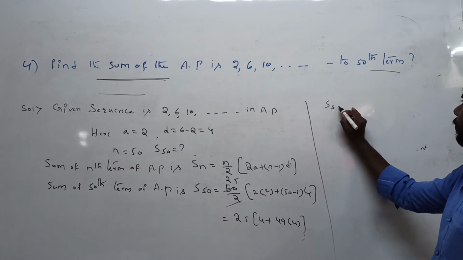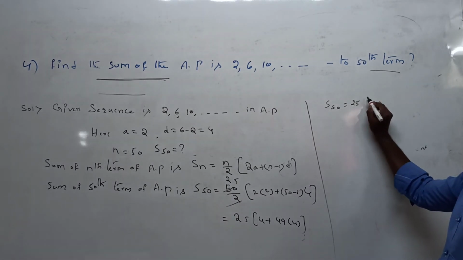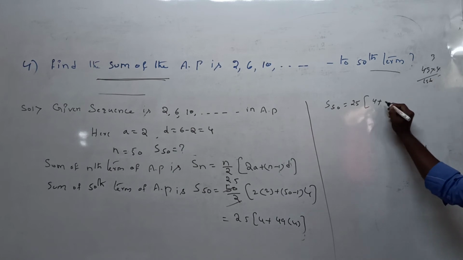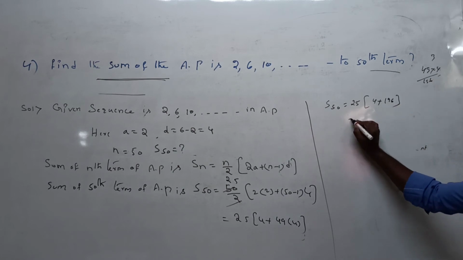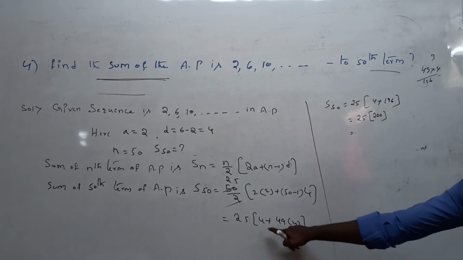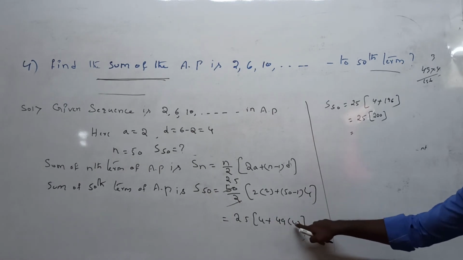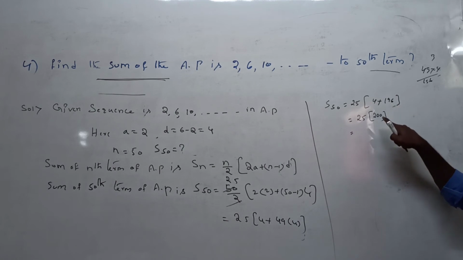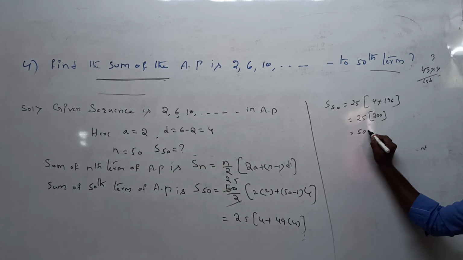Sum of 15 terms is equal to 25 into 4. So 49 into 4 is 196. That value is 196. Now 25 into 4 plus 196 value is 200. Now 4 plus 49 into 4 value is 196. 4 plus 196 is equal to 200. 25 into 200 is 5000.